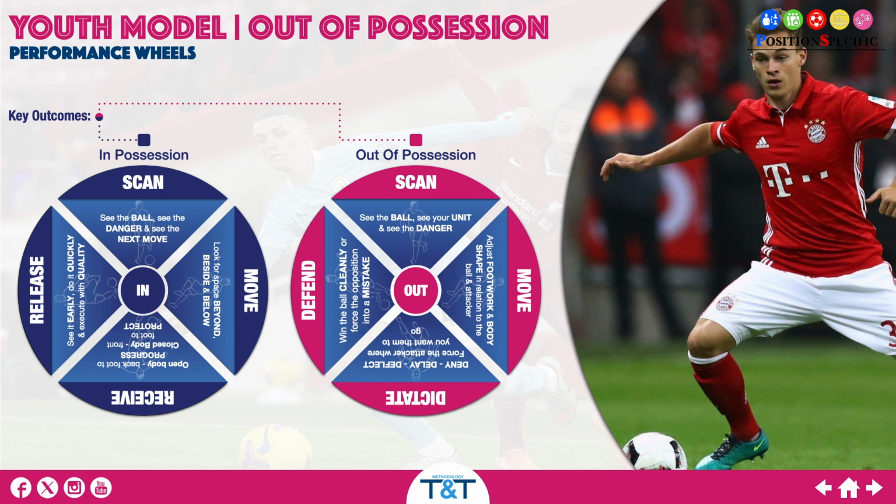As I've talked about before, in possession we have the performance wheel of scan, move, receive, release. Our out of possession performance wheel is very similar in that we have scan and move, which is the same as in possession, but then we have dictate and defend for out of possession. So scanning is all around seeing the ball, seeing your unit and seeing the danger. Moving is adjusting footwork and body shape in relation to the attacker and the ball. Dictating is all around denying, delaying and deflecting, or forcing the opposition where you want them to go. And finally defending, which is winning the ball cleanly or forcing the opposition into a mistake.